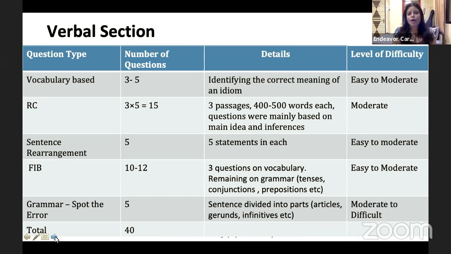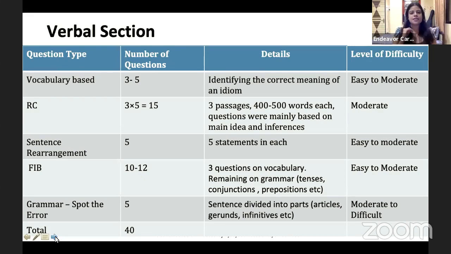Right? And now that you know that there's just one difficult RC and most of the paper is easy to moderate, then why not aim that part first and then move to the RC right at the end, right? So this should be your strategy for tomorrow's paper. All of you who have a reattempt tomorrow, or you who are giving tomorrow's slot, aim for this strategy.